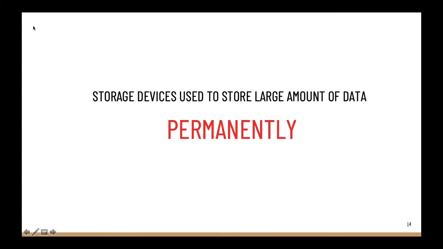For example, when you buy a new computer, what is the typical size of RAM? The typical size of RAM is about 4 GB or 8 GB. But what is the size of the hard disk or the solid state drive that you have? Its typical size is maybe 500 GB, maybe 1 TB. So those are known as secondary memory. Secondary memory are storage devices used to store large amount of data permanently. For permanent storage, secondary memory is used.